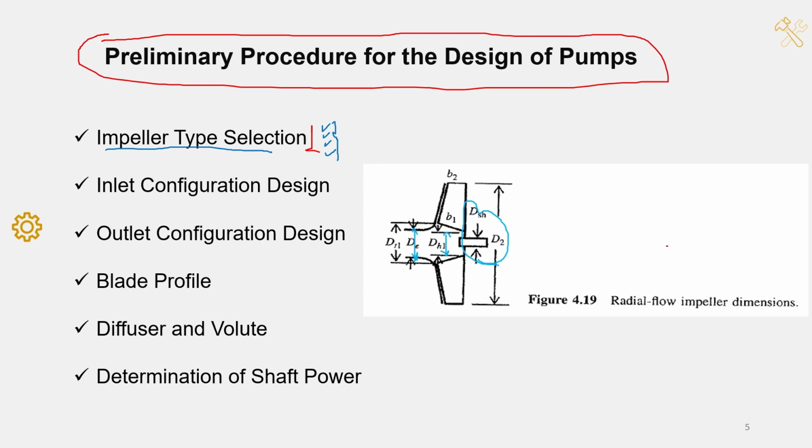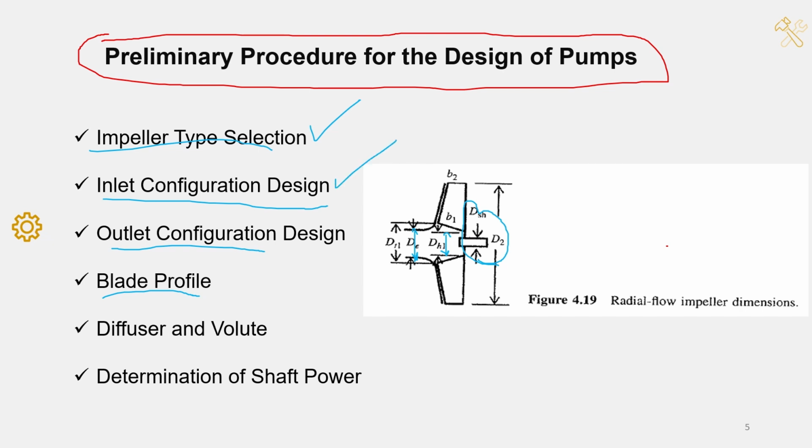So in order to design a pump, there is a procedure that you need to follow. The first step is selecting the impeller, as I have explained here. The second is sizing the inlet of the impeller. The third step is to size the outlet, and then we'll talk about the blade profile because it's important. Since we are talking about impellers from scratch, you need to select their type first. Is it a radial flow impeller? Is it a mixed flow impeller? Is it an axial flow impeller? So this comes in here.